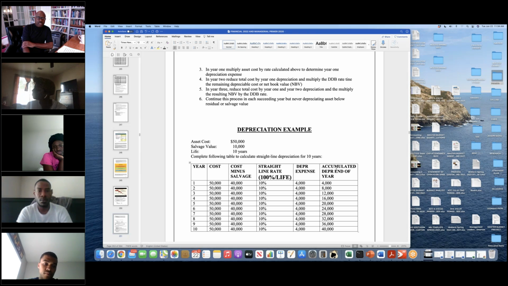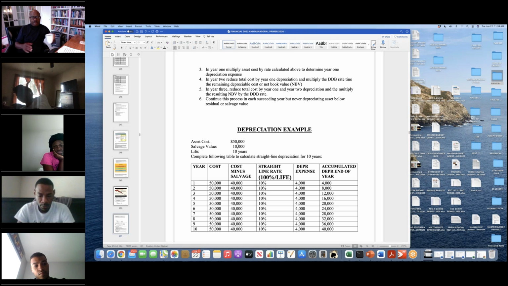But the accumulated depreciation keeps increasing, 4, 8, 12. So by the time we get to the 10th year, we've depreciated 40,000. And so the 50 minus the 40 gives us that salvage. So we never depreciate it below salvage. So that's why we subtract out the salvage. So that's how straight line depreciation works.